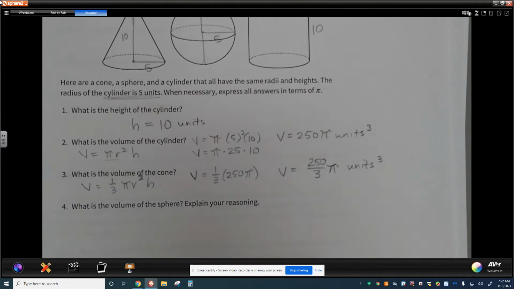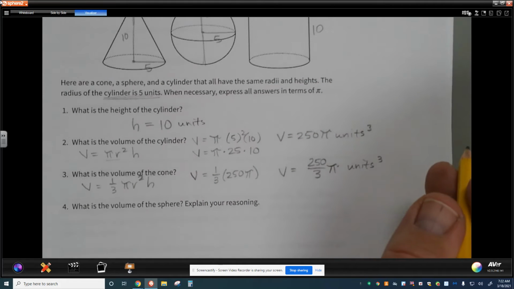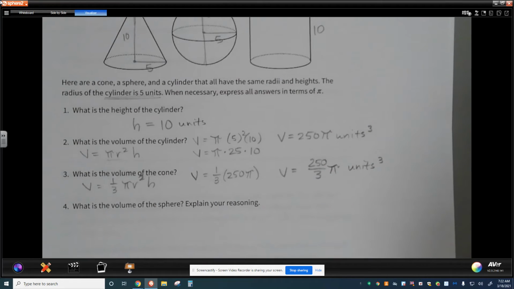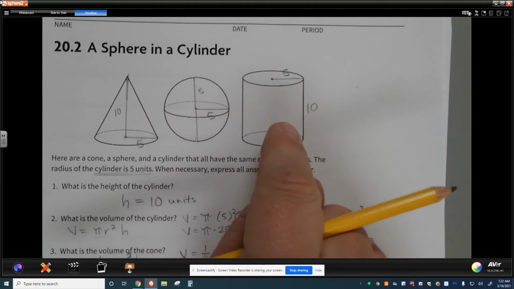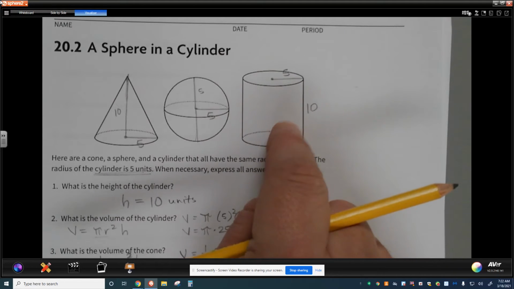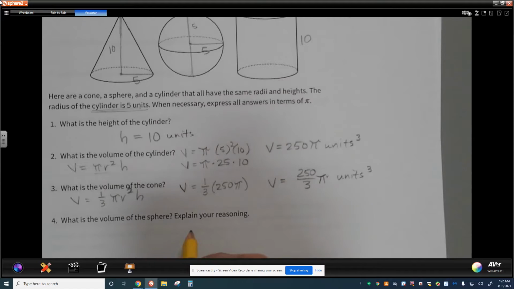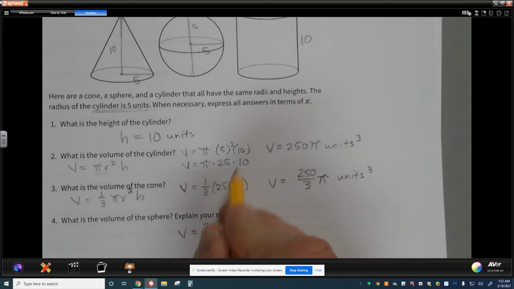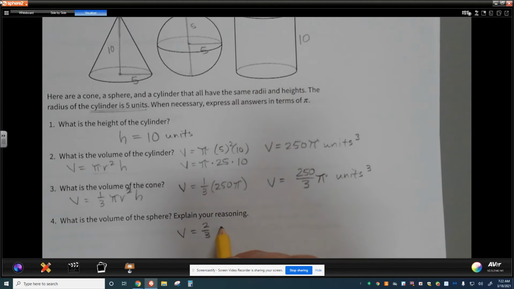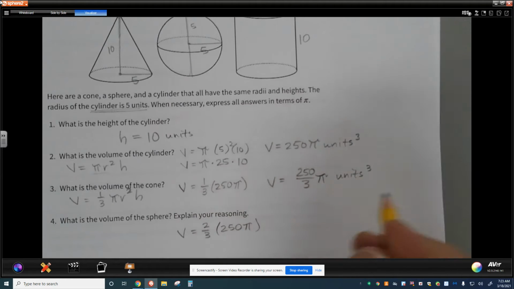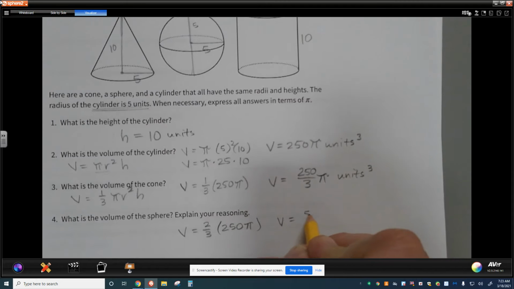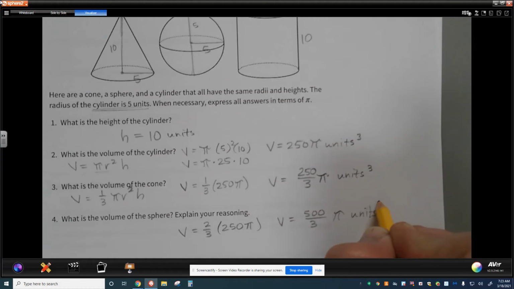When we talk about the volume of a sphere, we learned in the previous lesson that the volume of a sphere is 2/3 the volume of a cylinder. So when we set this up, the volume is equal to 2/3 that of this cylinder, which was 250 pi units, right? So that makes this total volume 500 thirds pi units to the third power.